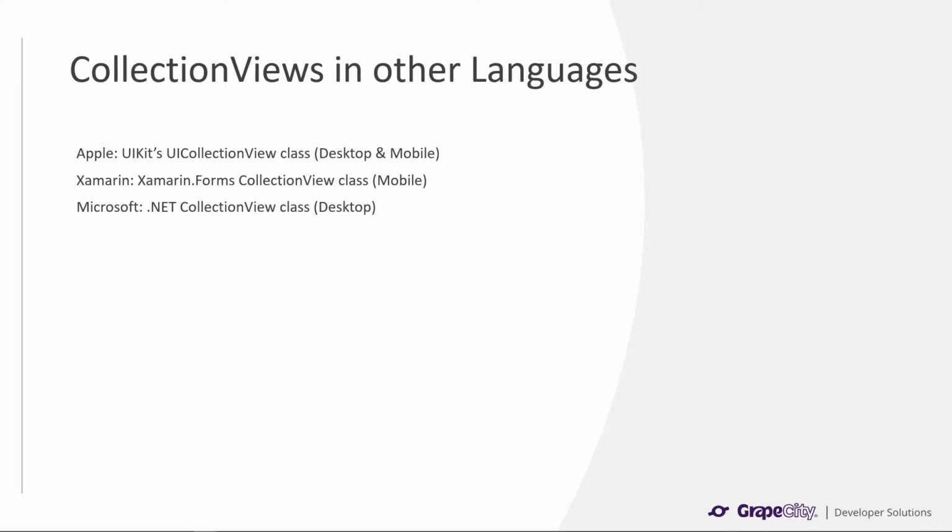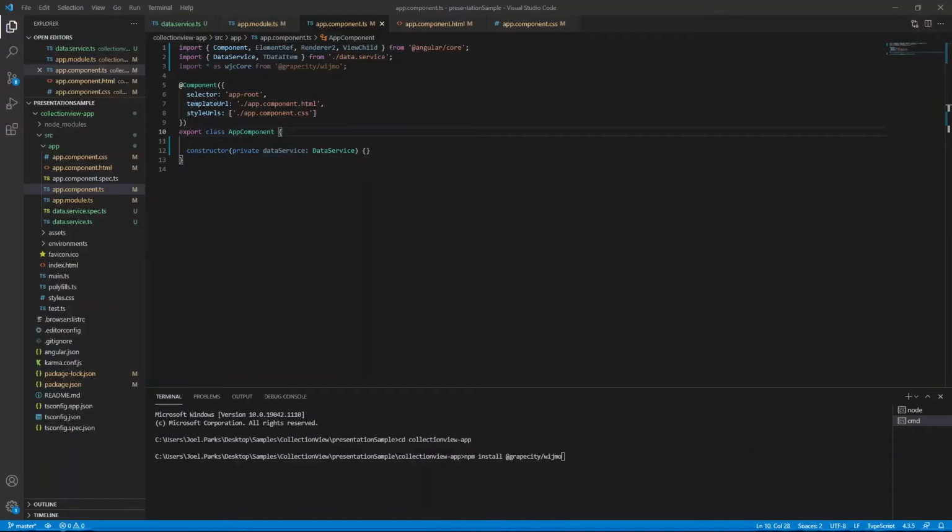Now that that's out of the way, let's take a look at some of the features that the collection view has to offer. Alright, I've gone ahead and taken the liberty of setting up an Angular application and opening that up in VS Code. So what I'm going to do now is walk you through what I've done to set up this application so that it's ready to take advantage of Wijmo's CollectionView class.